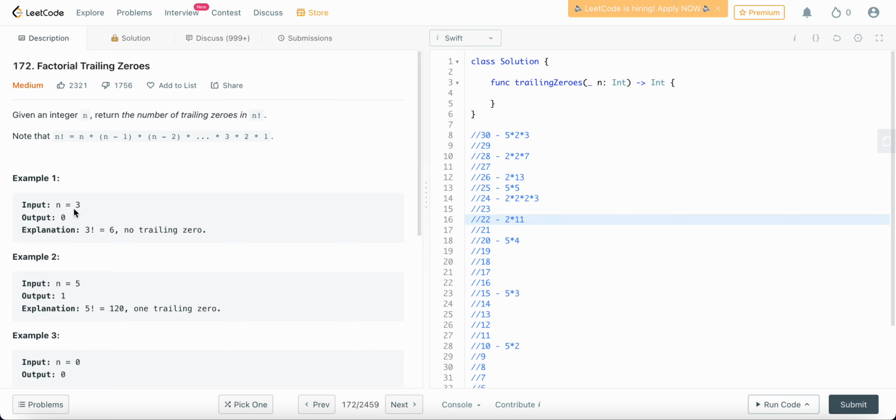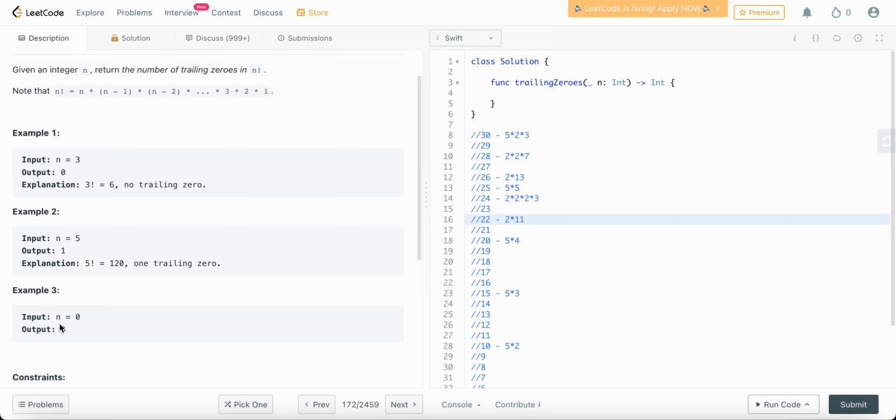If n is 3, then the factorial is 6. So there are no trailing zeros; the number of trailing zeros is 0. And then n equals 5. We can see the factorial is 120, so the number of trailing zeros is 1. And for n equals 0, the output is 0 because the factorial of 0 is 1, so there is no trailing zero.